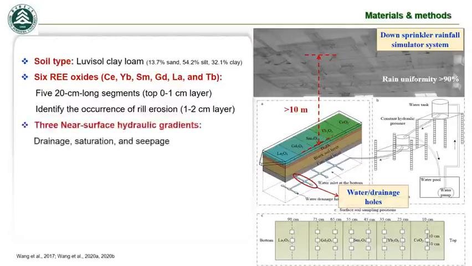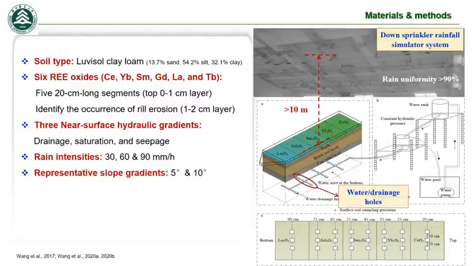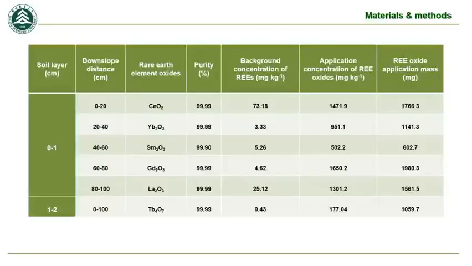Three near-surface hydraulic gradients, including drainage, saturation, and seepage, were designed by adjusting the soil moisture and pressure head. Three rainfall intensities with rainfall uniformity greater than 90% were selected. A rotary sprinkler simulator system with a rainfall height of 12 meters above the interrill erosion pan was used in this study. Two slopes were used in this study.